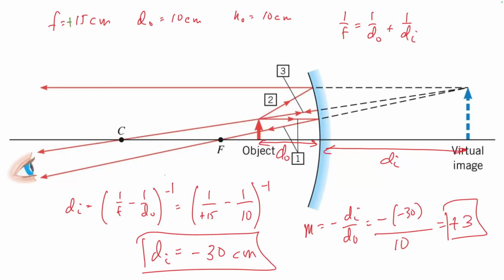That factor of 3 tells me that this thing is 3 times bigger. So if I wanted to find the height of the image, the ratio of the height of the image to the height of the object is equal to the magnification. That means the height of the image is 3 times the height of the object. If the height of the object is 10, my image is 30 centimeters tall.